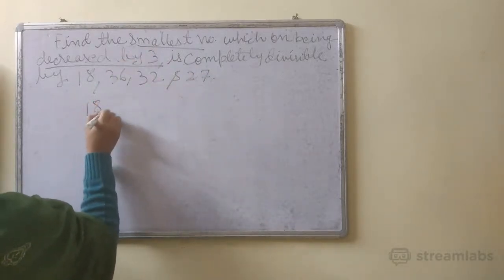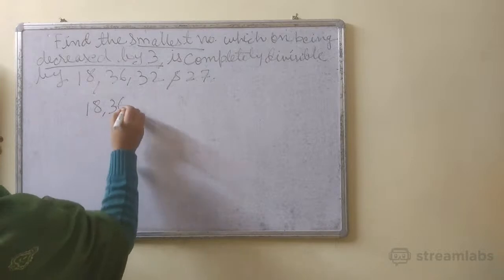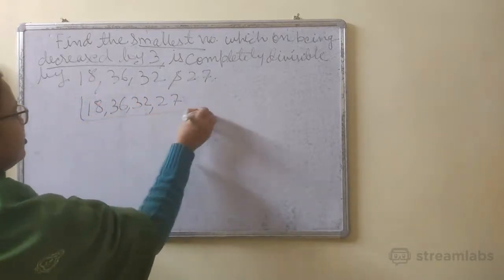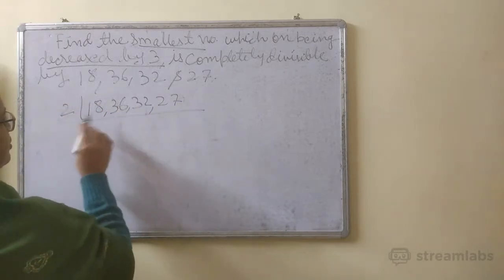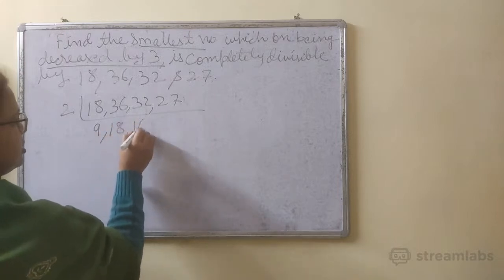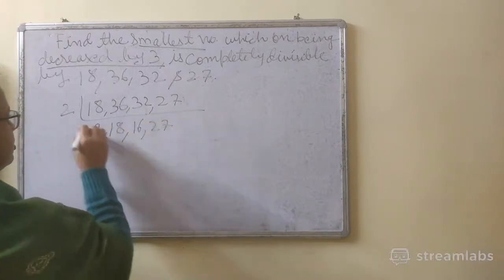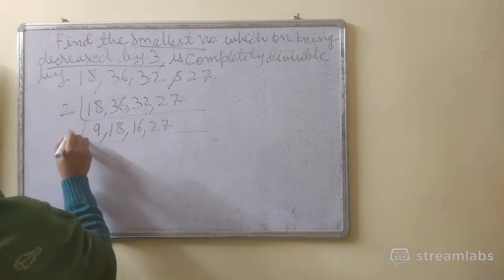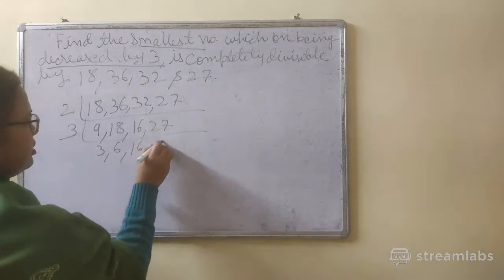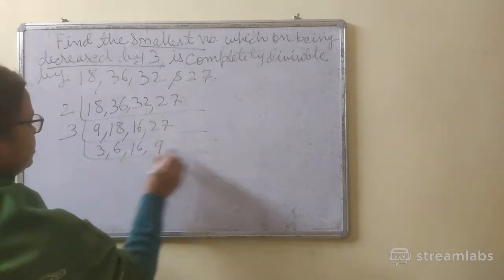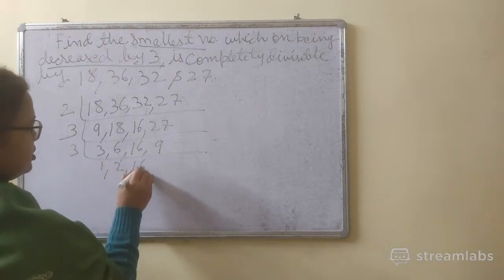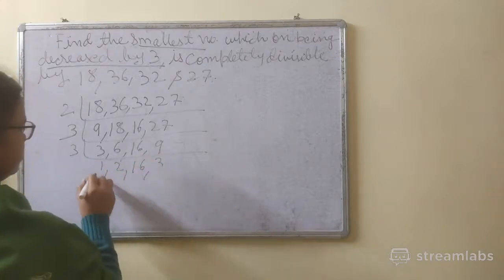So 18, 36, 32 and 27. Now, which one? How many times? 9, then 18, then 16. This is not possible. Then again you can take 3. 3 3s are, 3 6s are, then 3 9s are. Okay. Then again you can take 3. 3 1, 3 2 and then 3 3s are 9. Okay.